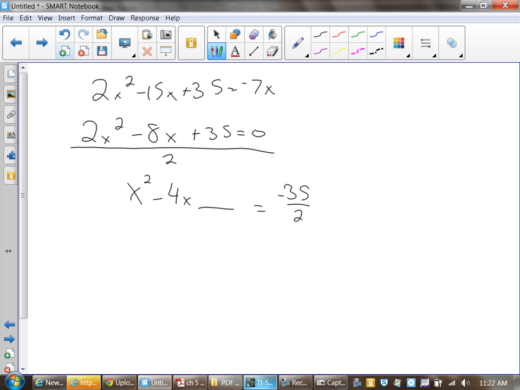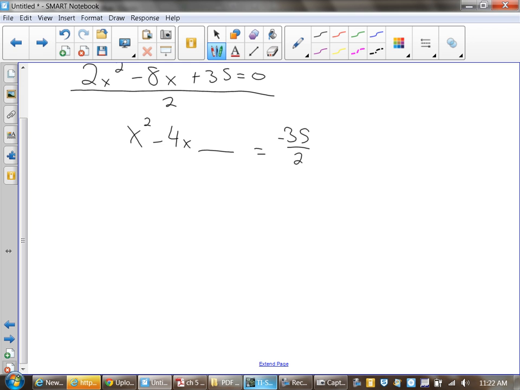Complete the square. Half of b and square it. Half of negative 4 is negative 2. That goes into my term. Square it, and I'm adding 4 to both sides. What I did there, instead of just adding 4, I added 8 over 2, which is the same thing as 4. So negative 35 and 8 gives me negative 27 over 2.